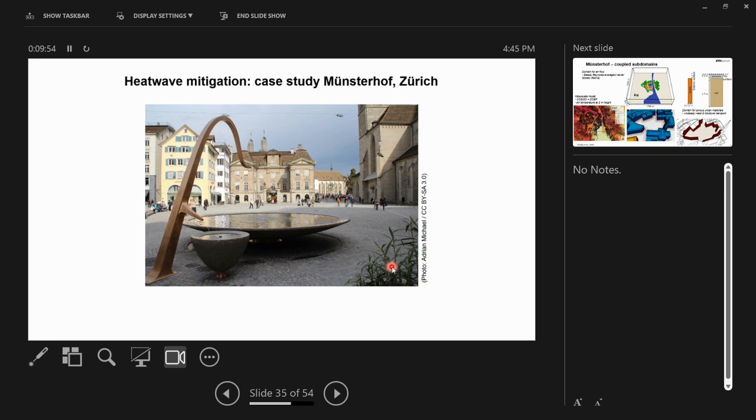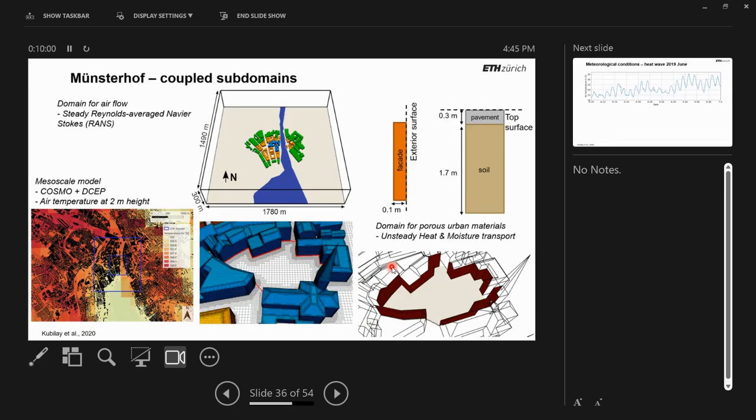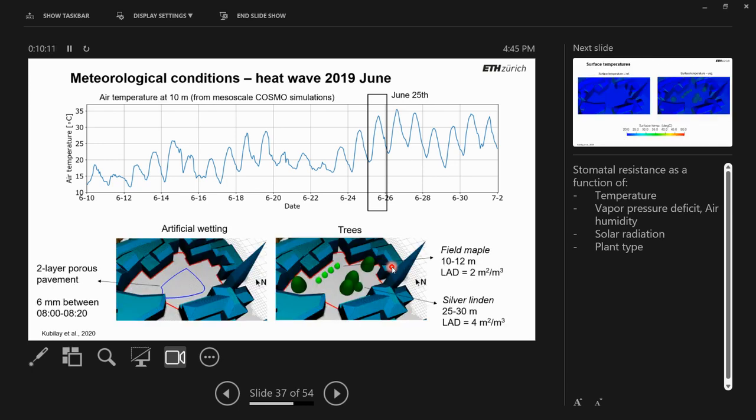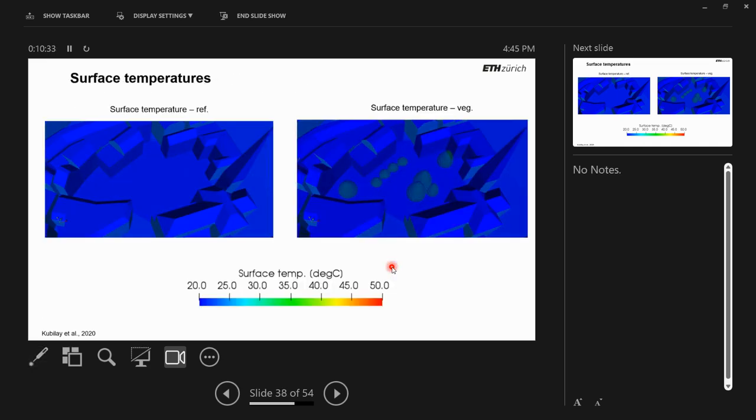Last, I just give you an example of a mineral square in Zurich, so there's no vegetation. We studied this during a heat wave. You see here, June 25th, 2019. And we looked at two mitigation measures. At the left, you see here the artificial wetting of a porous medium by spraying water. So you store water, you use this water, and then you spray it. And we found out that 6 millimeter in the morning is the best to have the highest evaporative cooling effect. At the right, you see some trees that have been planted.